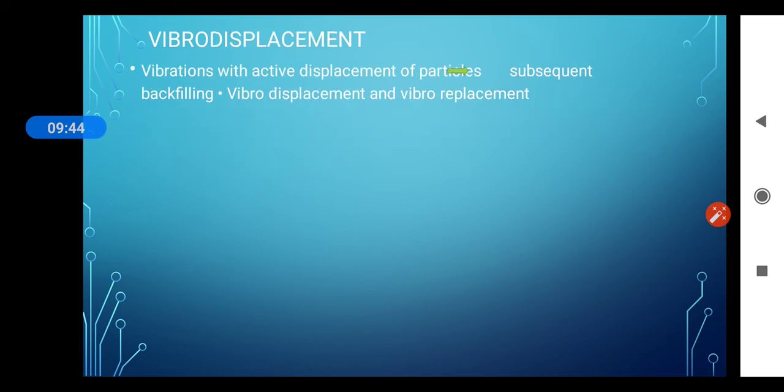The next one is vibro displacement. Vibrations with active displacement of the particles: when we vibrate, there is an active displacement of the particles which takes place. That is nothing but vibro displacement. After displacing, subsequent backfilling is required.